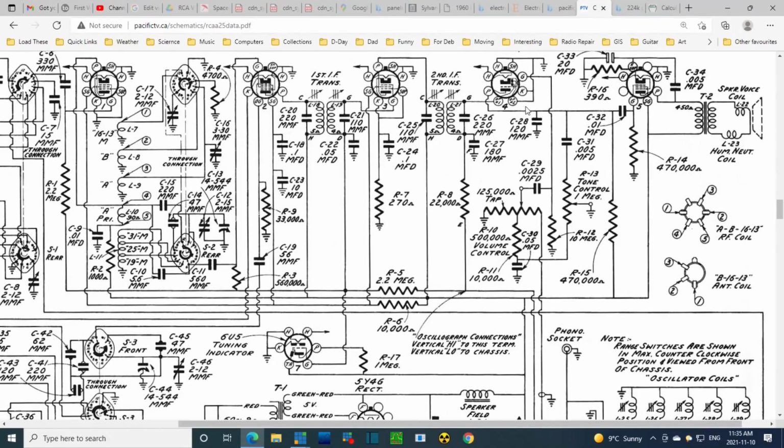So 28. 120 picofarads, 0.05, 0.01. So either 32 or 31 has been changed. So one of these goes to 6. Well, the only one that swings, they both head over for the output tube, but I'll bet you it's a dummy pin connection there.